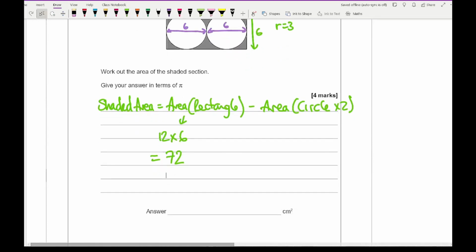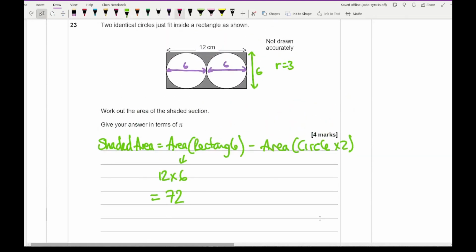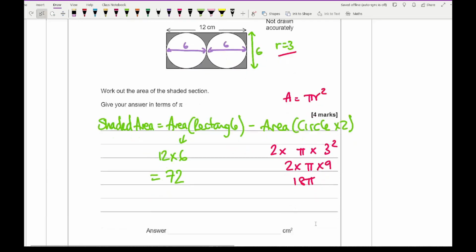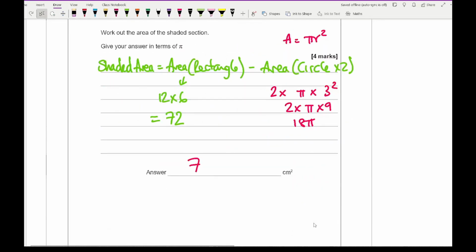And the area of the circle is going to be using pi r squared, and r is 3, so it's going to be 2 times pi times 3 squared. So that's 2 times pi times 9, which gives me an answer of 18 pi. So then the total shaded area is going to be 72 take away 18 pi.